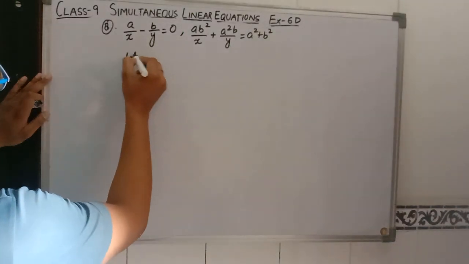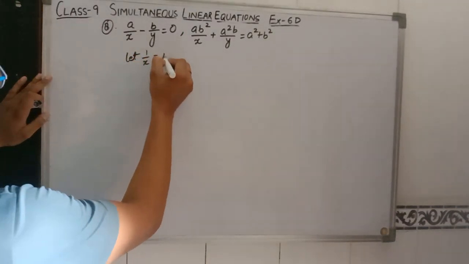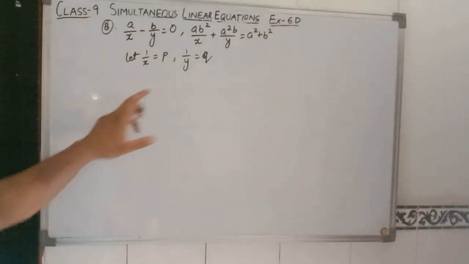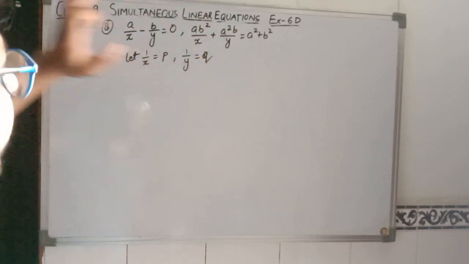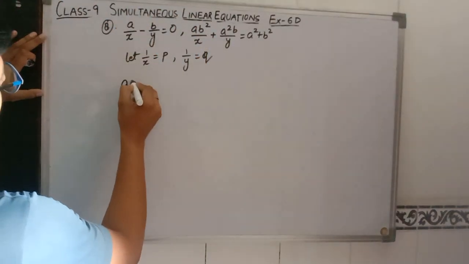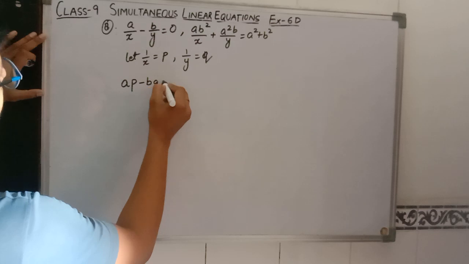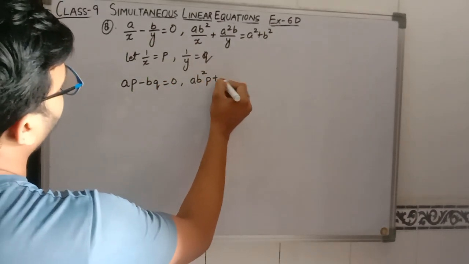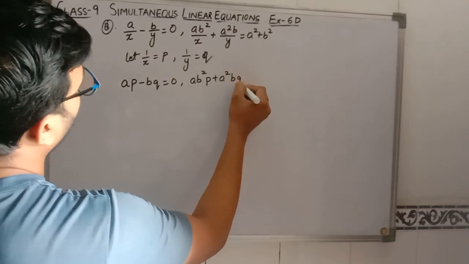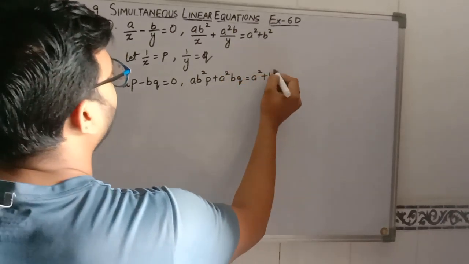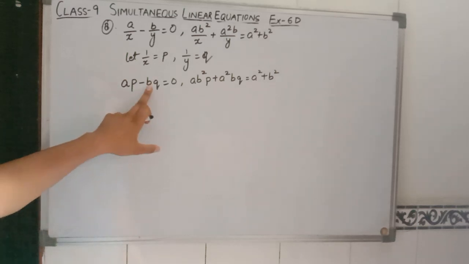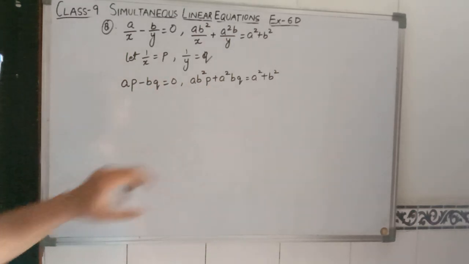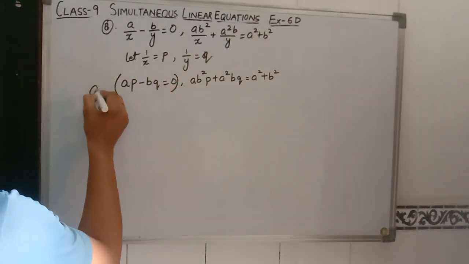Now again we have to consider, let 1 upon x is equal to p and 1 upon y is equal to q. Why are we not considering a and b? Because a and b are already present in the question. So the first equation will become ap minus bq is equal to 0. The second equation will become ab square p plus a square bq is equal to a square plus b square. Now we can see that here the coefficient of q is b and here the coefficient of q is a square b. So we can multiply this equation by a square.